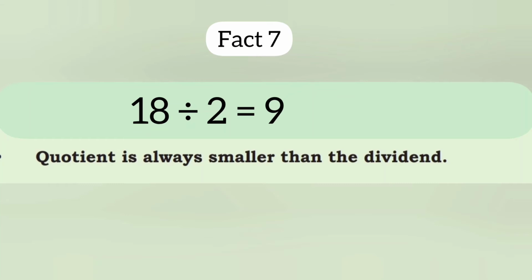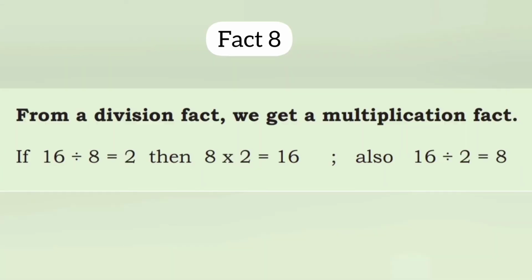And the last fact, from a division fact, we get a multiplication fact. That means if you take 16 divided by 8 is equal to 2, then 8 into 2 is equal to 16 is the multiplication fact. Also, 16 divided by 2 is equal to 8. So when you take one division fact, you can get a multiplication fact.